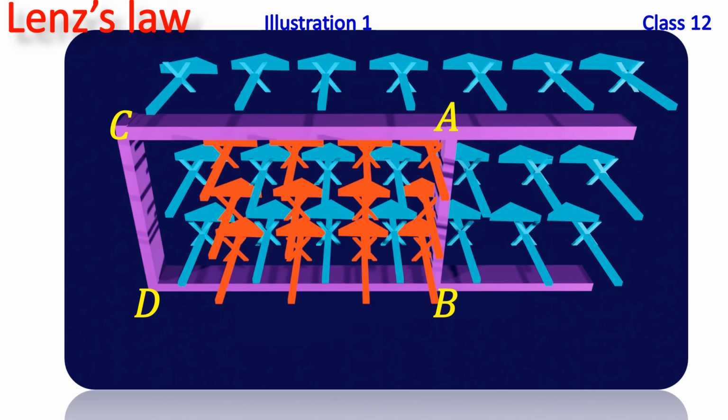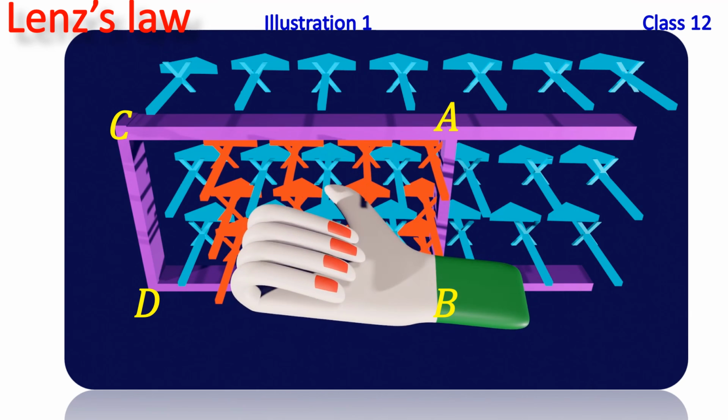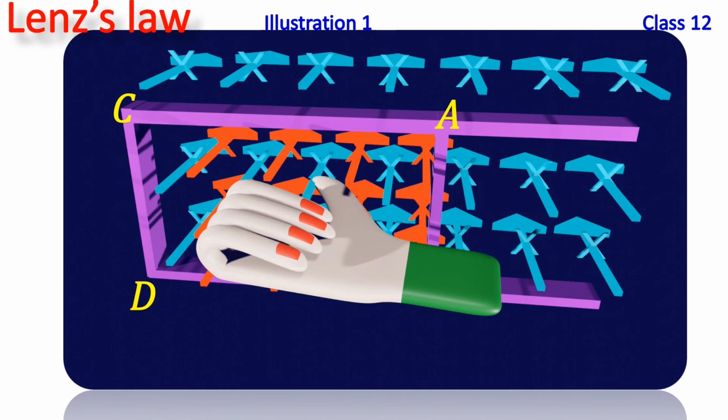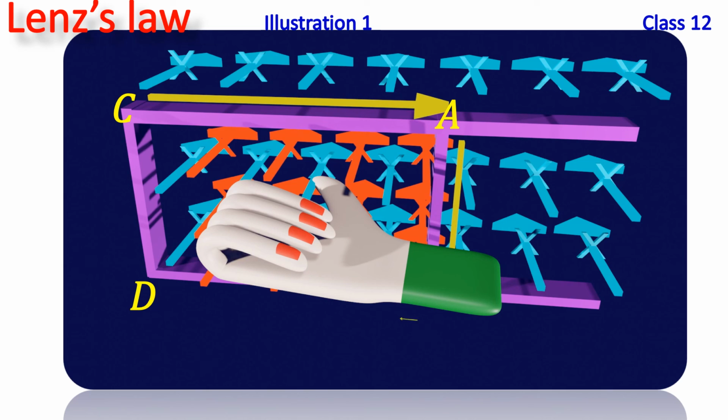This induced magnetic flux will induce a current in the opposite direction that can be determined by the right hand thumb rule. Here, thumb and induced magnetic field lines directions are the same. So the current direction is the other fingers' direction. So induced current direction is clockwise.